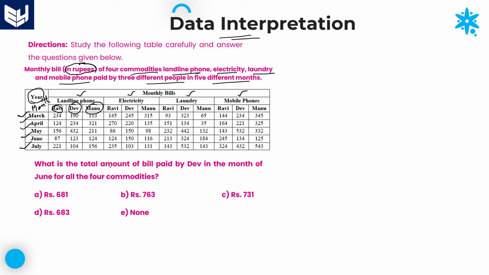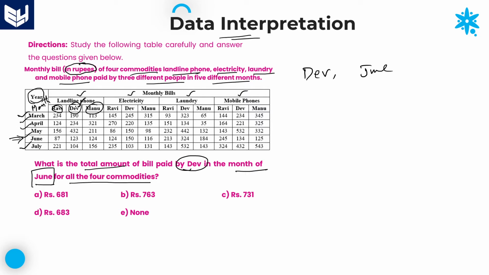Here the first question is, once you understand the information, problems are very easy to get the result. What is the total amount of bill paid by Dev in the month of June, for all four commodities? June is the fourth month, and we are talking about Dev. You need to take all the bills paid by Dev in the month of June and add all those values. That is your result.